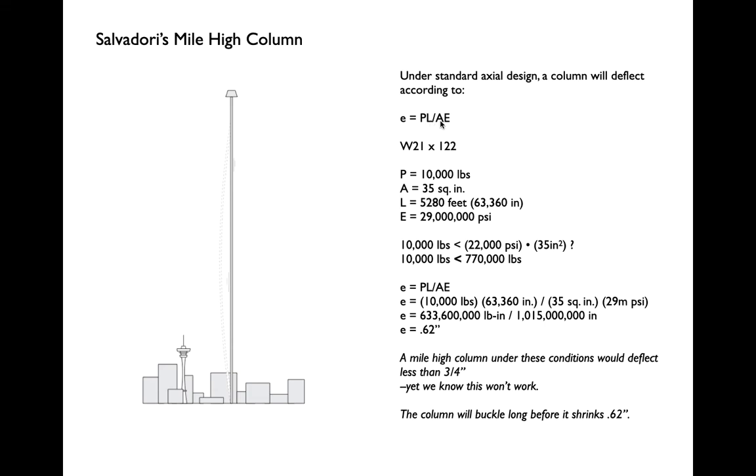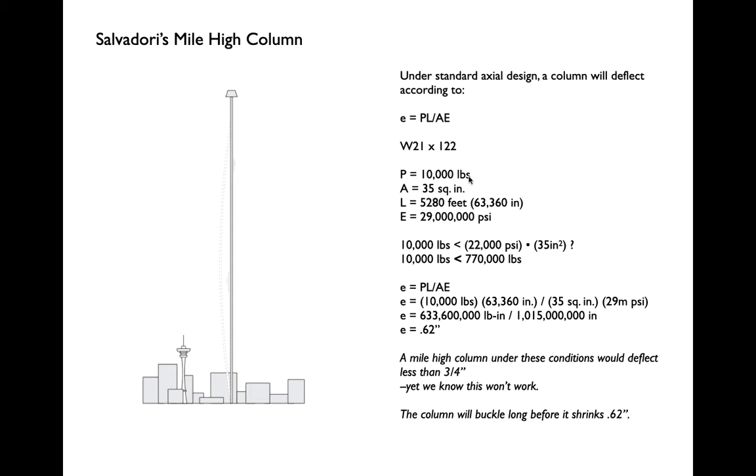And then what we have to work against that is the cross-sectional area of an axially loaded member and its modulus of elasticity, or its stiffness. So Salvadori takes a steel shape, W21 by 122, 21 inches deep, 122 pounds per linear foot. And he says, right, we're going to put a 10,000 pound load on it. The area of a W21 by 122 from the steel tables is 35 square inches. Modulus of elasticity of steel, remember, is 29 million pounds per square inch. And a mile high column is 63,360 inches long.